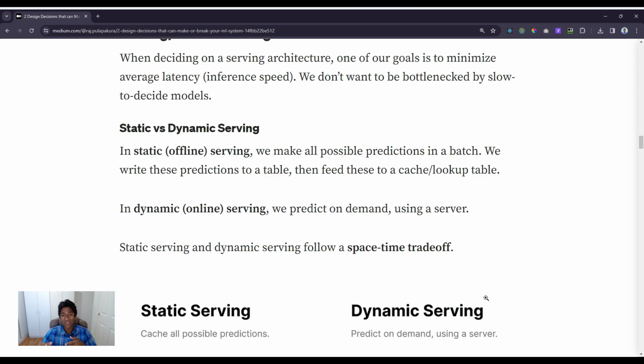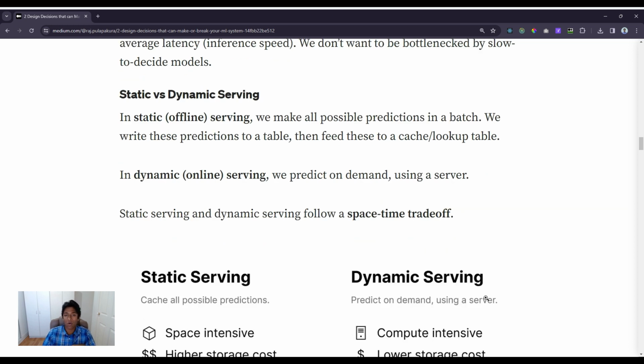Okay, static versus dynamic serving. In static or offline serving, we make all possible predictions in a batch. We write these predictions to a table, and then we feed these to a cache or a lookup table. So basically, we take all possible inputs, feed them to the model, and generate all possible outputs, and we just store that in a table so we can reference them later. In dynamic or online serving, we predict on demand using a server.